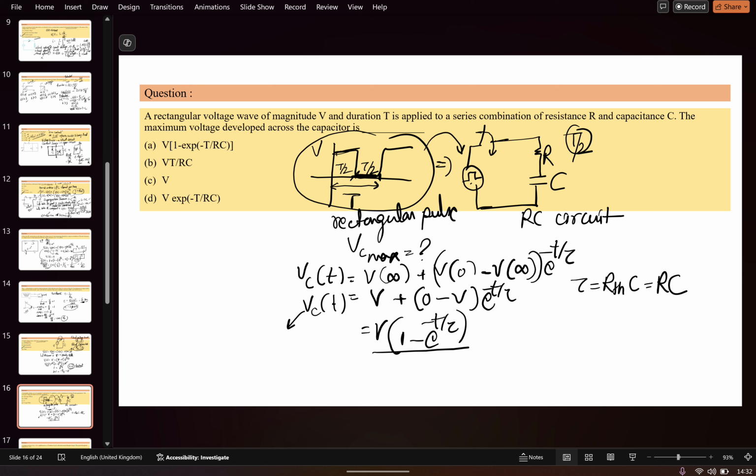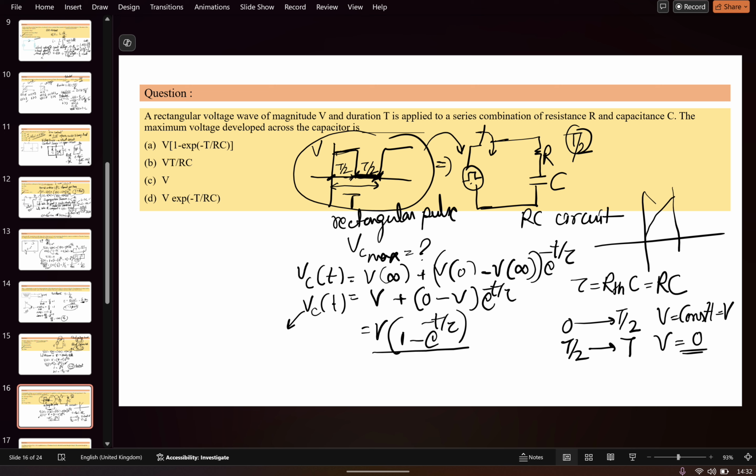Means, if you see, let's take the problem here. It is appearing across the terminal T, also at the terminal in between 0 to T by 2. Why? Because in between 0 to T by 2, the voltage is constant, equal to V. In between T by 2 to T, the voltage appearing across the capacitor is 0. It means it is a kind of circuit where it starts charging and then discharges, then after that it charges, then discharges, and discharging happens through R. Okay.